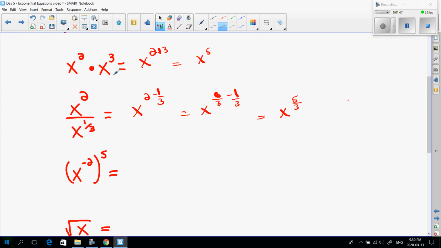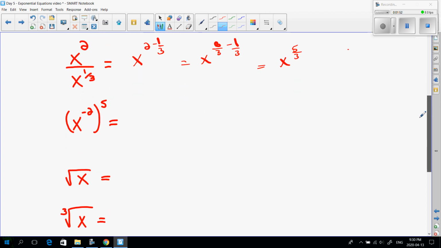Multiplying powers, you add the exponents. Dividing powers with the same base, you subtract the exponents. Raising a power to a power, you multiply the exponents. So write your base down, x, and then multiply the exponents.